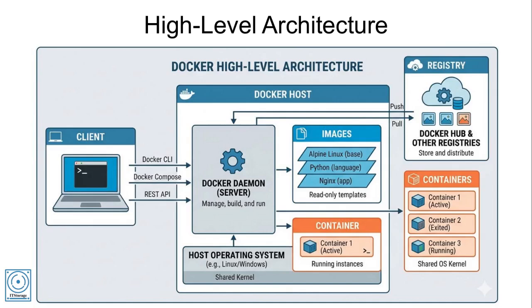High-level architecture. Docker follows a client-server architecture. When you type a command line docker run, you run the client. Your command travels to the Docker daemon, which is the engine running on your computer or server. The daemon checks if you have the blueprint called an image. If you don't, it reaches out to a registry like Docker Hub to download it. Think of the daemon as the foreman at a construction site and the CLI as the architect giving orders.